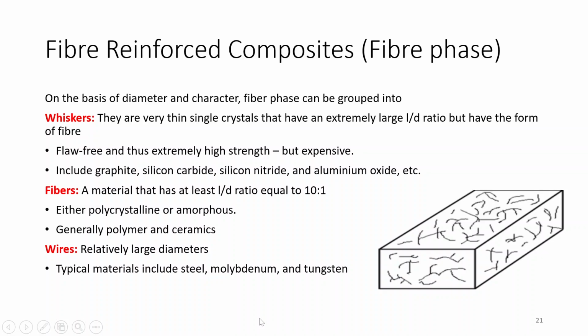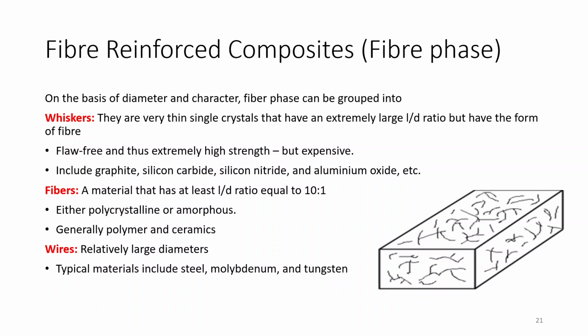The fiber reinforced composites. The fiber phase can be of three types: whiskers, fibers, and wires. On the basis of diameter and character, the fiber phase can be grouped into three types. Whiskers are very thin single crystals which have extremely large L by D ratio, and they have the form of fiber. These are flaw free and extremely high strength, but they are expensive. These include graphite, silicon carbide, silicon nitride, and aluminum oxide, etc.